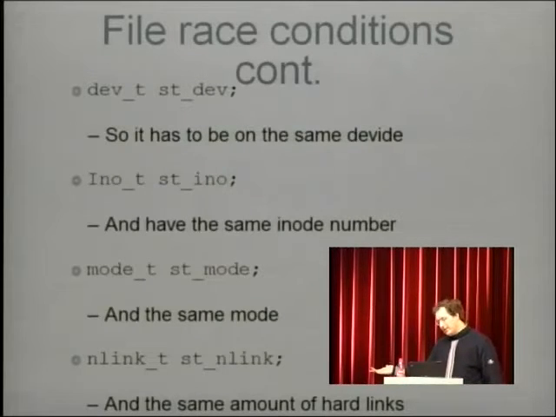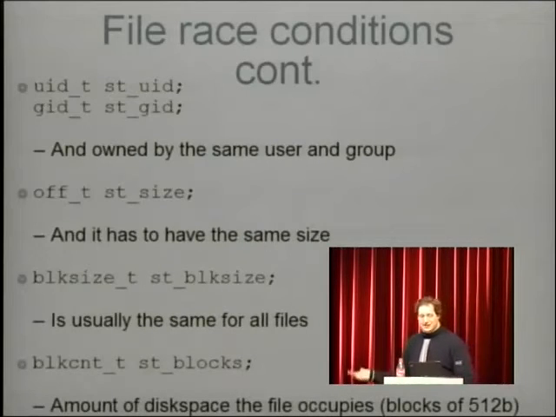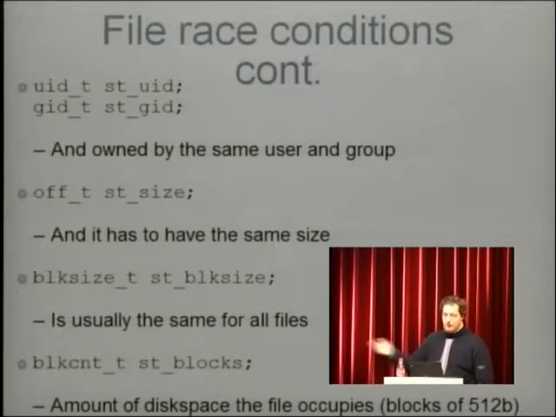Has to be the same mode. Okay, it's a constraint, but it doesn't prevent the race condition. It has to have the same amount of hard links. Well, who cares, right? Has to be owned by the same user and group. This might eliminate some cases, but it doesn't stop the race condition, right? It's still there, and I'm sure there's a bunch of cases where they compare the UID and GID, and where it's okay if they match.